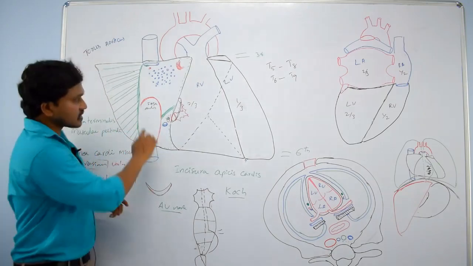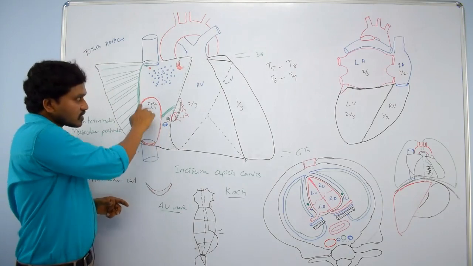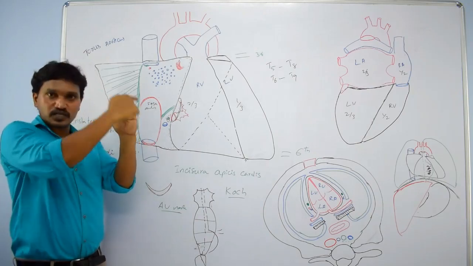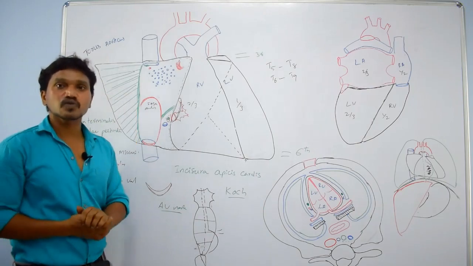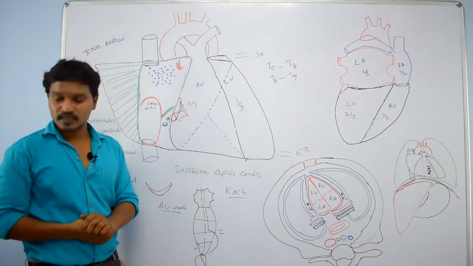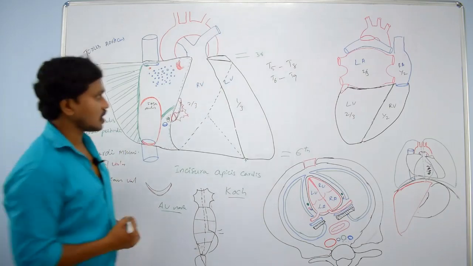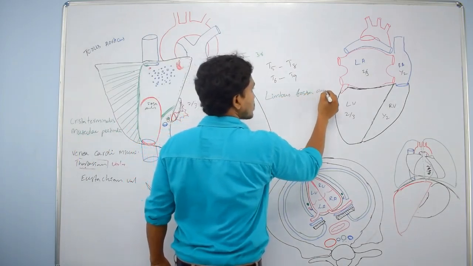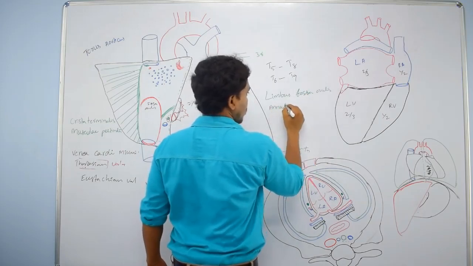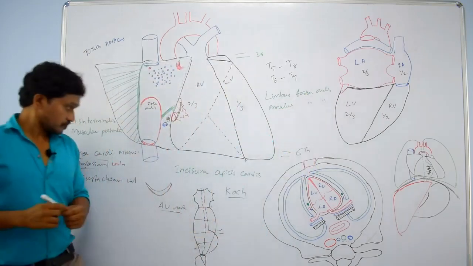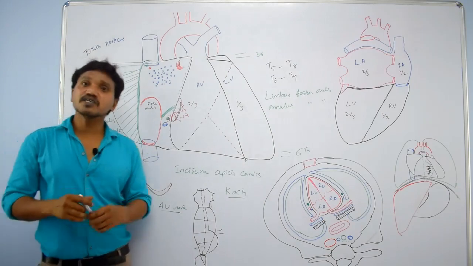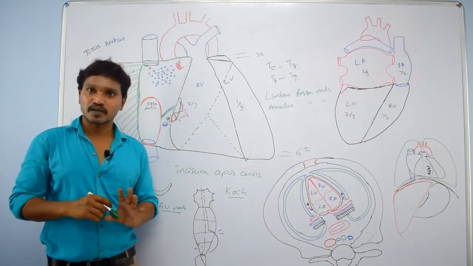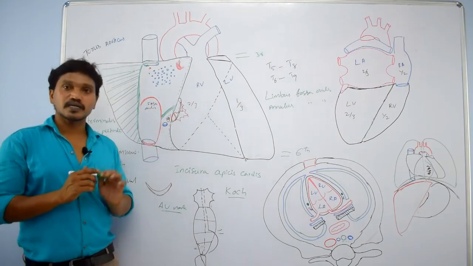And this fossa ovalis is margined by a margin. Just imagine this is the fossa. Along the fossa you can see the margin. This margin is what we call the limbus fossa ovalis or annulus fossa ovalis. Clear? The annulus fossa ovalis is the embryological remnant of the septum secundum. So this is about the interatrial septum.